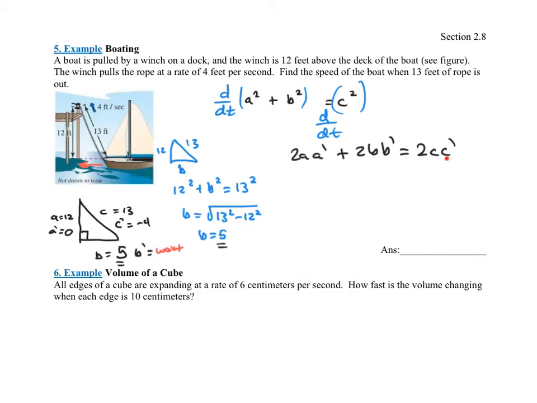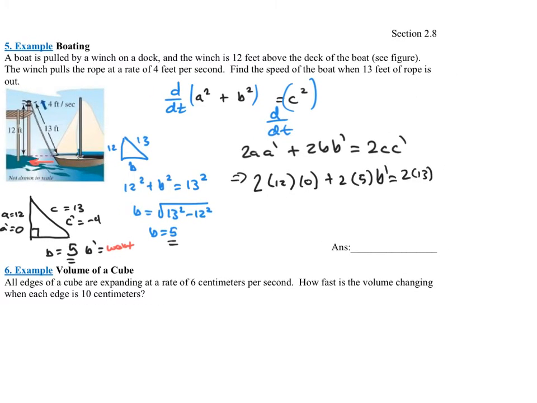There's too many colors to try to color coordinate it for you, but I'm going to plug in all of those values over here. So it'd be 2 times A. Well, we know A is 12. Times A prime, the height of that dot doesn't change, so that's a 0. We had to infer that. Plus 2 times B, we know B is 5. B prime we don't know, and that's what we want. Equals 2 times C, C is 13, times C prime, the distance from the dot is decreasing by 4. And by the way, if you didn't put a negative sign here, you would still be fine with that. You'll see how that comes into play at the end.